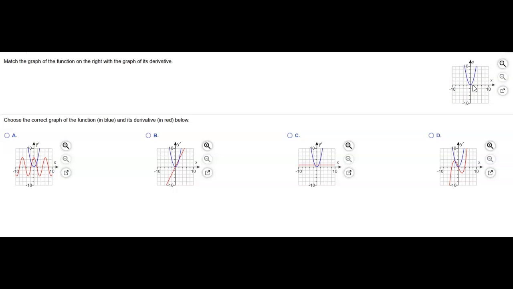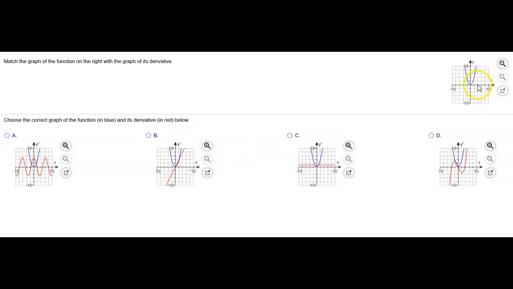So that means we should only have one place where the red curve touches the x-axis. So we can eliminate this one. We can eliminate this one. Oh, look at that. And we can eliminate this one. All three of those, because this goes through 3 times, this goes through no times, and this goes through the x-axis a bunch of times. And this goes through exactly once. So I already know it's this one, but let's see how that line works.